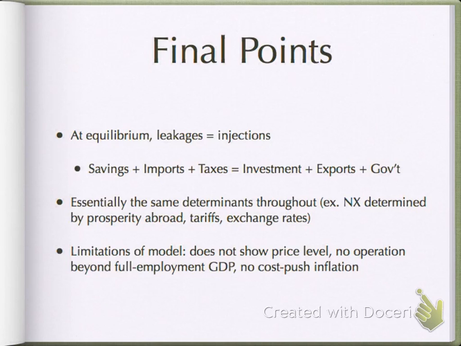So final points. There's a lot to take in. At equilibrium, leakages equal injections. And all of the leakages for Keynes, savings, imports, and taxes, are equal to investment spending, exports, and government spending, because those are injections. You essentially have the same determinants throughout in terms of shifting, as you could see. And as I've mentioned throughout this lecture, the limitations of the model.